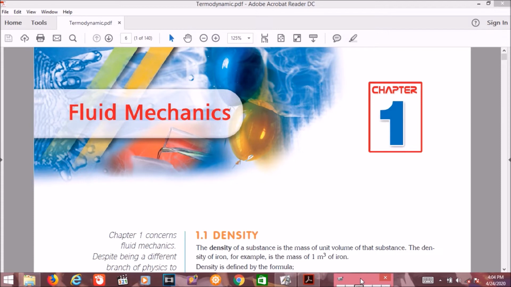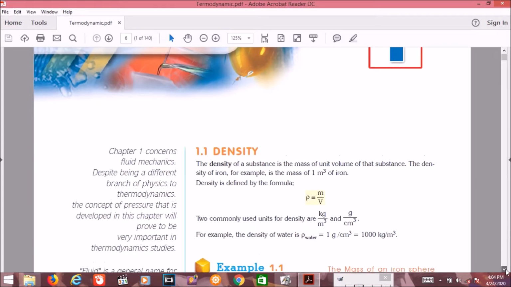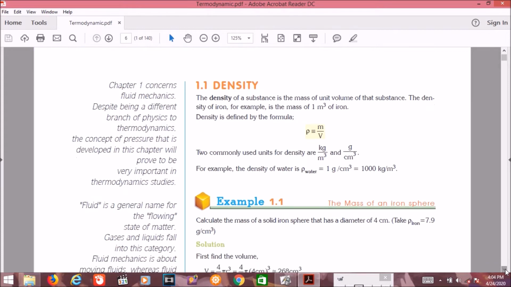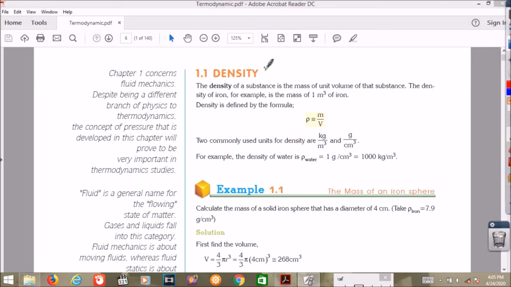Okay, let's start our topic today, fluid mechanics, especially about static fluid. When we discuss static fluid, we need to understand one quantity that we often use, that is density. What is density? Density of a substance is the mass of unit volume of that substance.